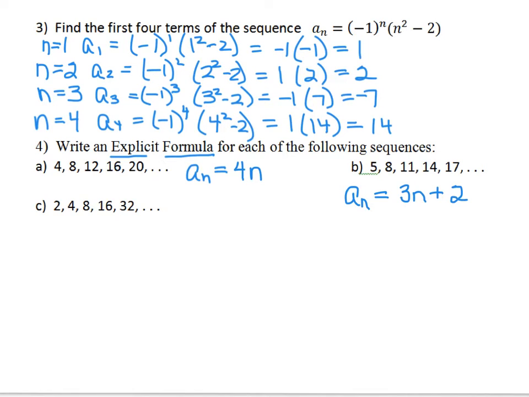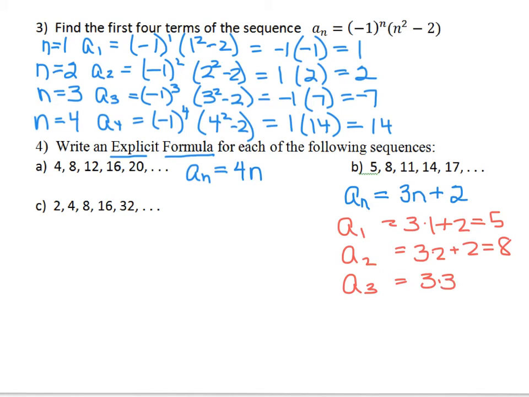So go back and check and say, okay, when n is equal to 1, 3 times 1 plus 2, does that give me 5? Yes. 3 times 2 plus 2, does that give me the next term, which is 8? Yes. 3 times 3 plus 2, does that give me the next term, which is 11? Yes. And so on down the line, I think I have the right explicit formula. Now, later in this unit, we're going to have a way of coming up with this explicit formula for any sequence that happens to have an add pattern.